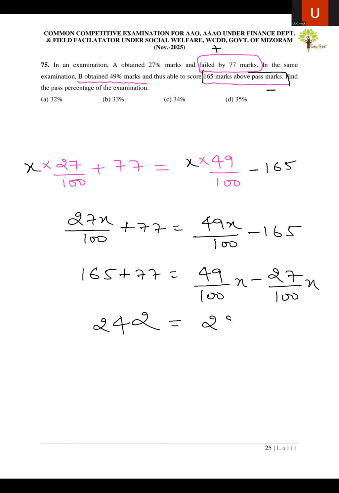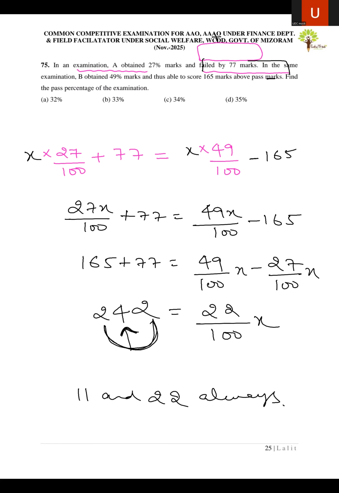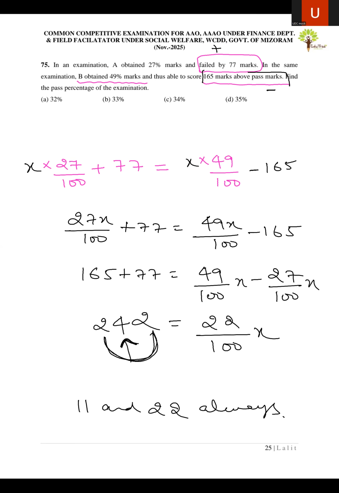22 by 100x. Now just recently I told you, whenever you see the sum of these two numbers in the middle, that number is always divisible by 11 and 22. Always. This will just reduce your calculation and it will obviously save your time. That number is always divisible by what? By 11 and 22. And how is it divisible? Whatever these numbers are, 2 and 2, 22, just make it half, 11.